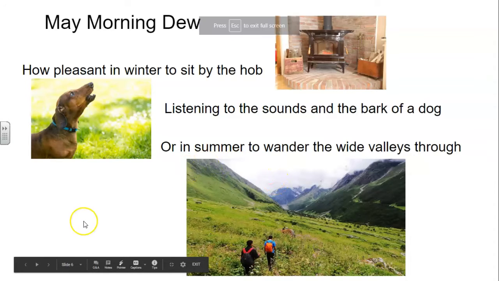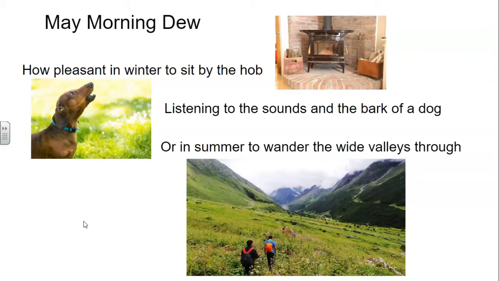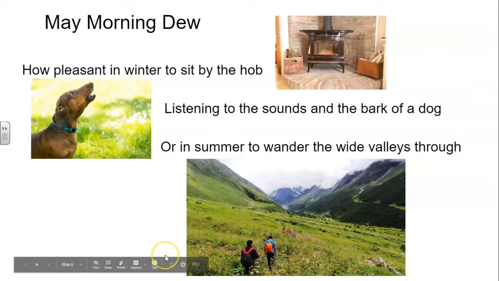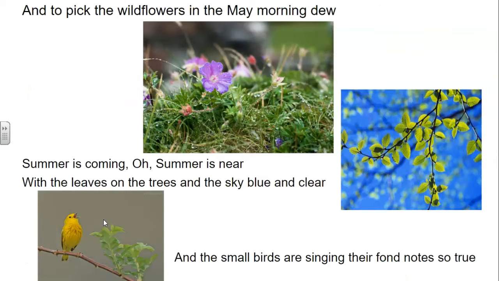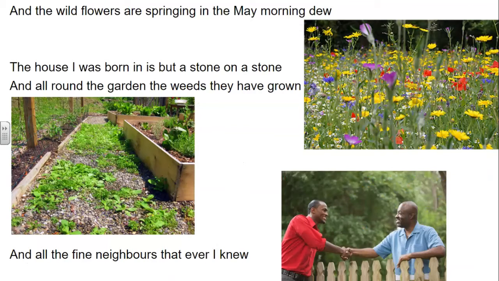So I found this wonderful poem, and it's actually also a folk song about May called May Morning Dew. How pleasant in the winter to sit by the hob, listening to the sounds and the bark of a dog, or in the summer to wander the wide valleys through, and to pick the wild flowers in the May morning dew. Summer is coming, oh summer is near, with the leaves on the tree and the sky blue and clear. And the small birds are singing their fond notes so true. And the wildflowers are springing in the May morning dew.